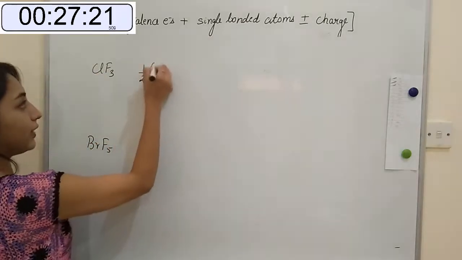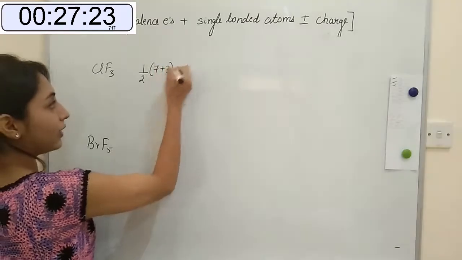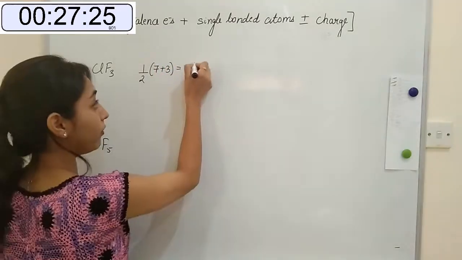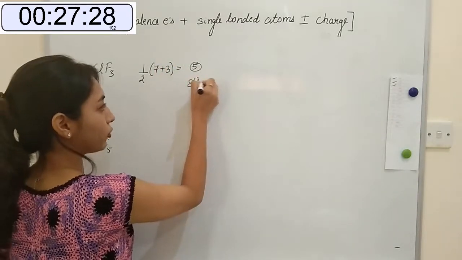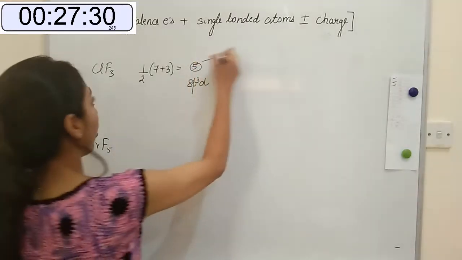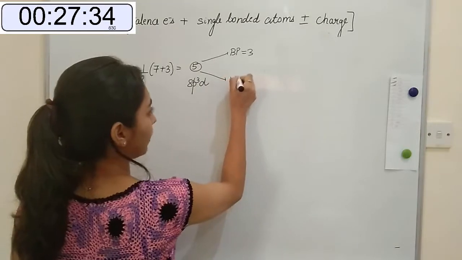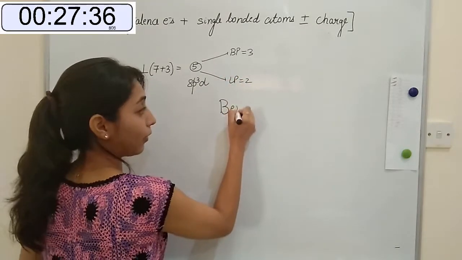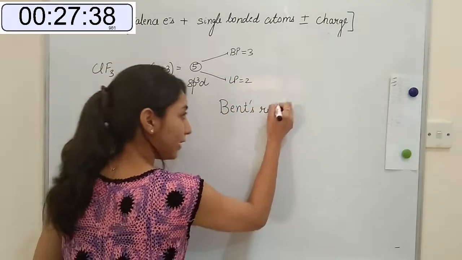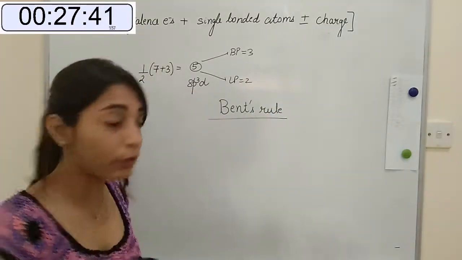Half. Chlorine is 7 plus 3 fluorines. So it is 7 plus 3, 10 by 2, 5. Again, I am very clear, hybridization is sp3d. Now, how many bond pairs are there? Bond pairs will be 3. So lone pairs will be 2. You need to take into account Bent's rule that the lone pair goes to the equatorial position.